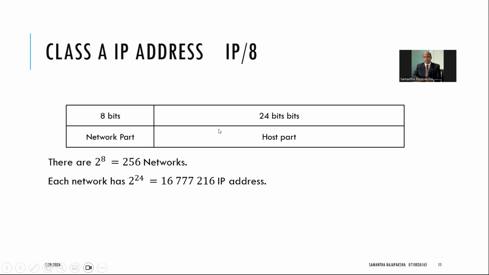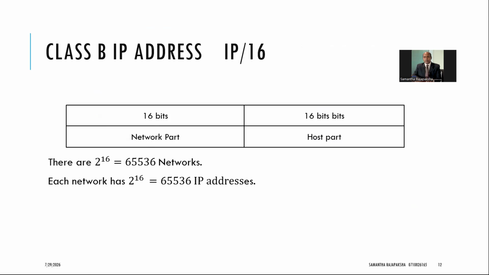Then the class B separation is 16 and 16. So that means in class B type, there are 2 to the power 16 networks. That means 65,536 networks. And each network, you get how many IPs? Again, 65,536 IPs you get for each.